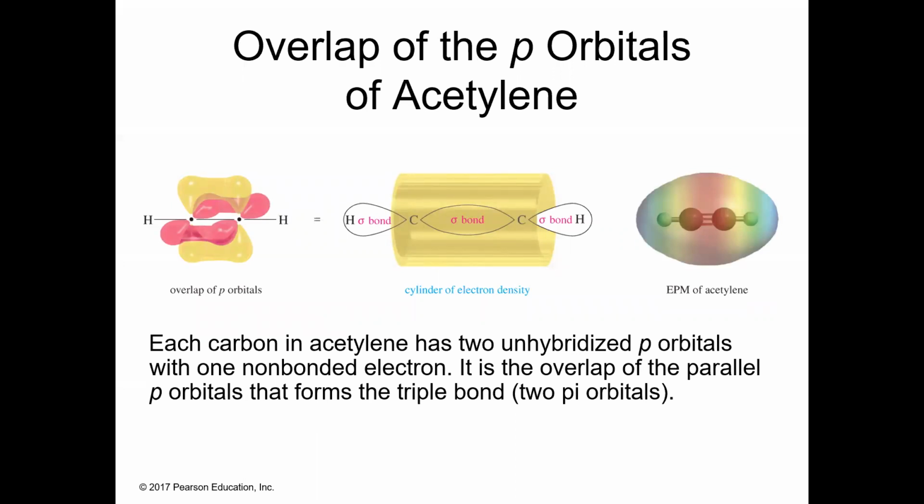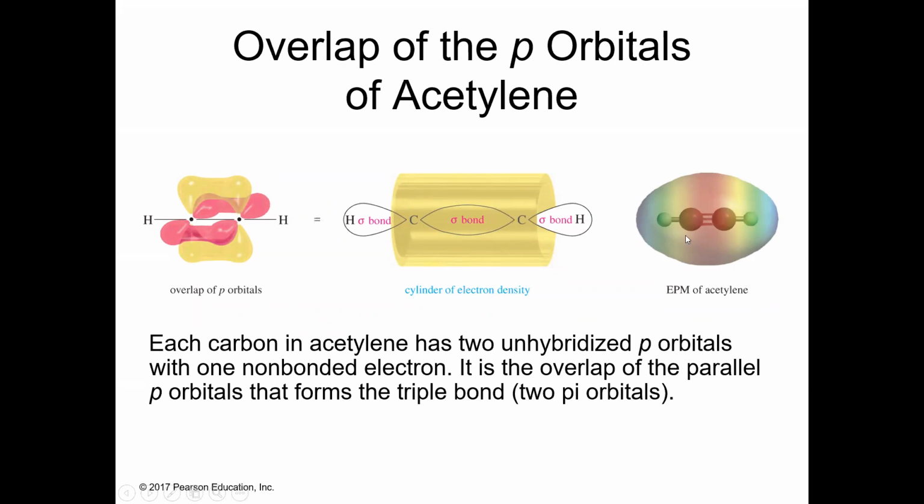All right, each carbon then has 2 unhybridized p orbitals, and they're perpendicular to each other. They're 90 degrees apart from each other. And these unhybridized p orbitals will overlap to form 2 pi bonds. The pi electron density is actually cylindrical around acetylene.